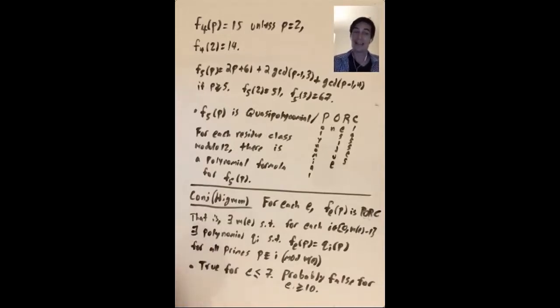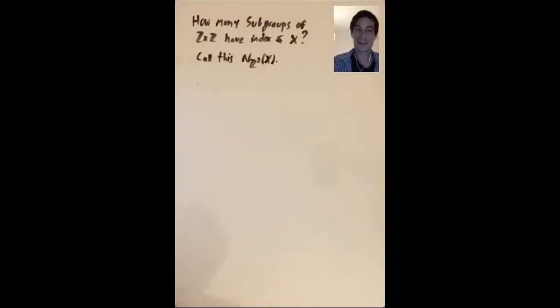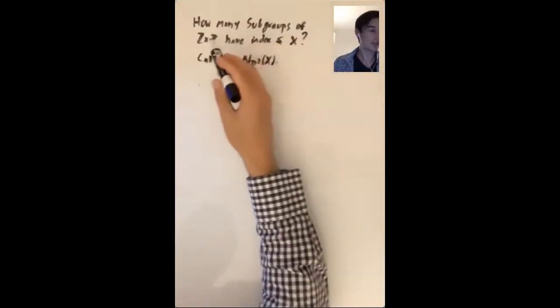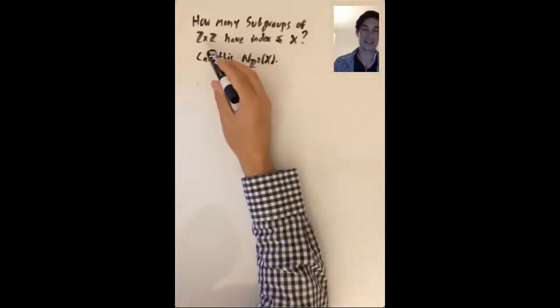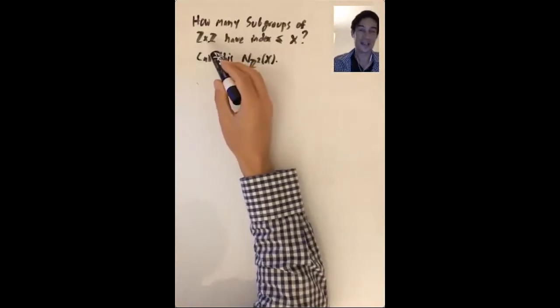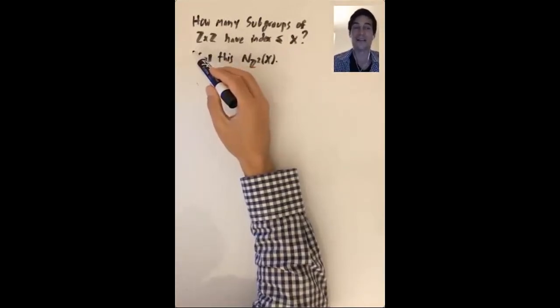I'm going to stop and tell you about another kind of problem that you can understand given what we've talked about so far. The next question I want to talk about is about counting the number of subgroups contained in some fixed group. So here's an example. How many subgroups of Z cross Z? Remember, this is this Cartesian product thing, the underlying set is Z cross Z, and the addition is component-wise, that you just have (a,b) plus (c,d) is (a plus c, b plus d), just like how you add vectors.